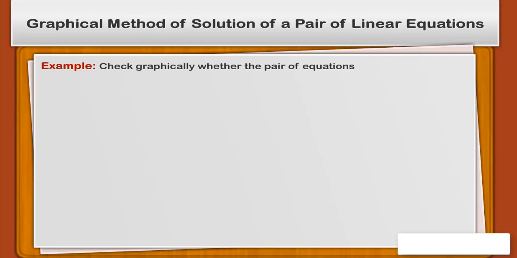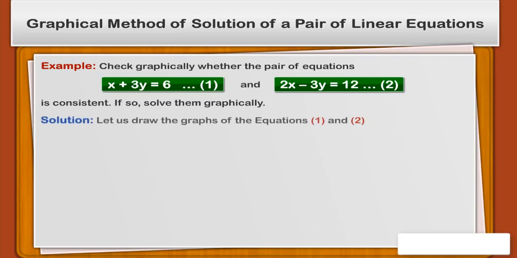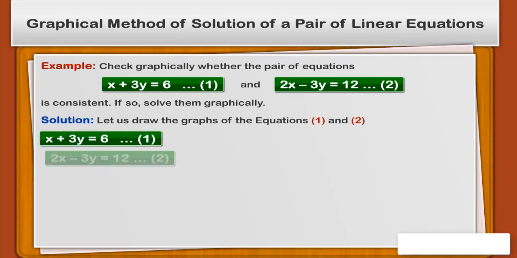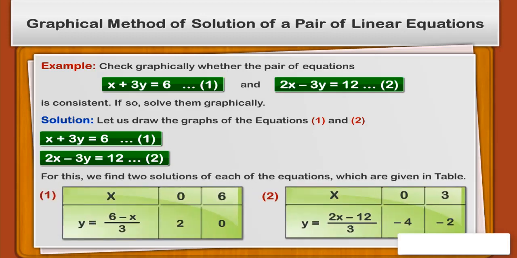Let us now consider an example to illustrate it. Check graphically whether the pair of equations x plus 3y is equal to 6 and 2x minus 3y is equal to 12 is consistent. If so, solve them graphically. Let us draw the graphs of the equations 1 and 2. For this, we find two solutions of each of the equations which are given in table.